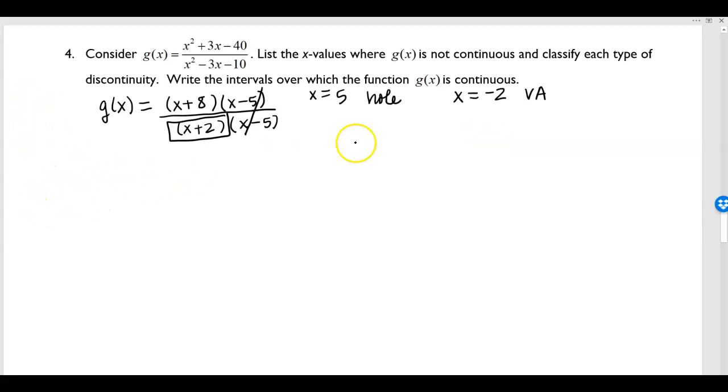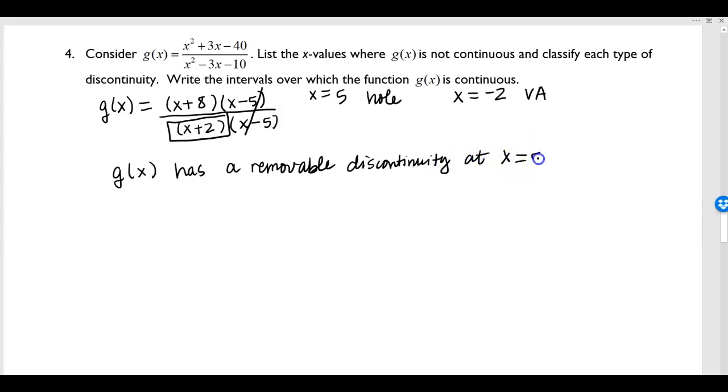So we say that g of x has, at the hole, what's called a removable discontinuity at x equals 5. And the vertical asymptote is an infinite discontinuity. So it has an infinite discontinuity at x equals negative 2.